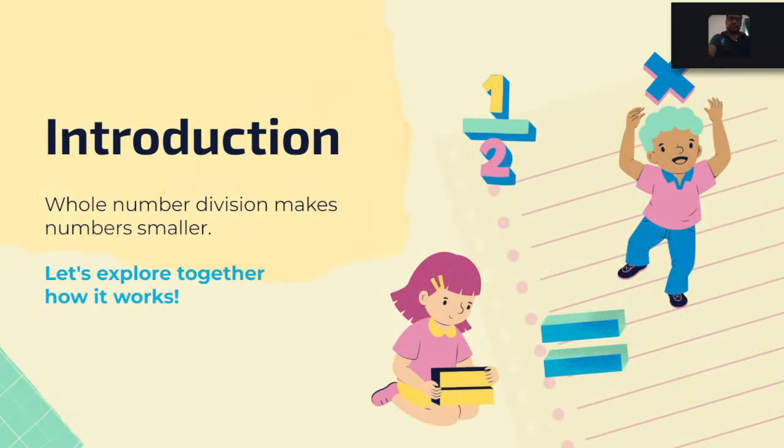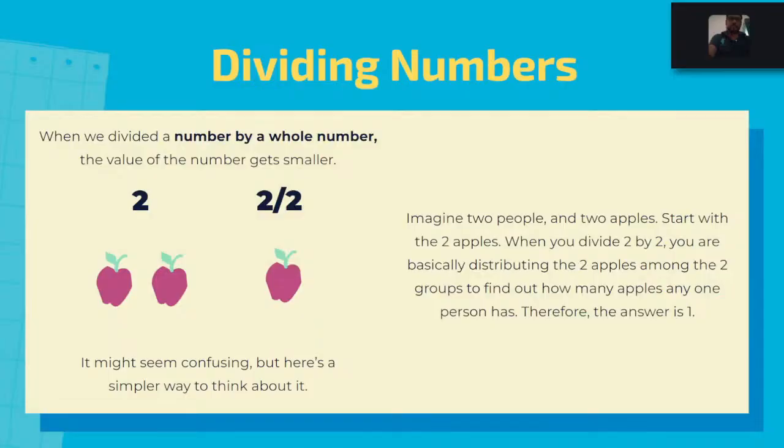In this lesson, we will learn how whole number division makes numbers smaller. Let's explore how it works. So now we still have our apple scenario. When we divide a number by a whole number, the value of the number gets smaller. So say we have 2 apples, like before. If we divide 2 by 2, and this slash right here is a symbol for division. I say a symbol, not the symbol, because there are multiple symbols for division.